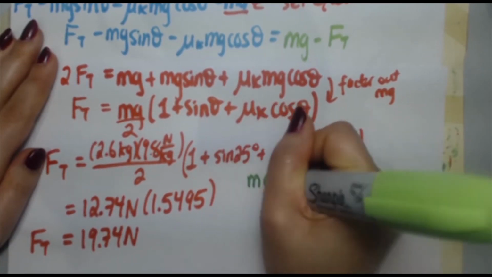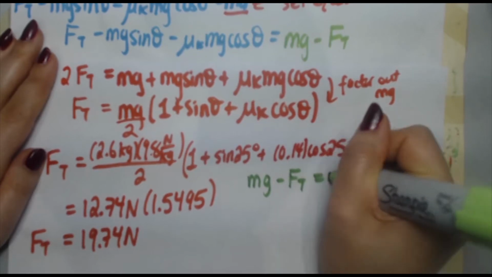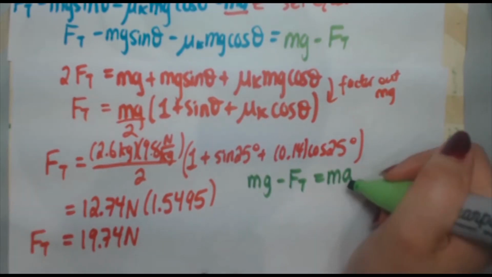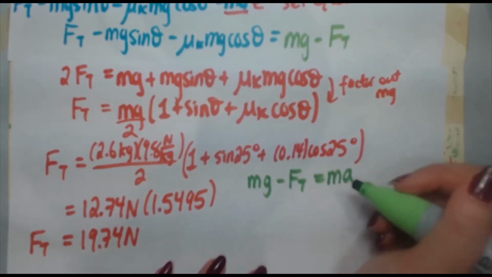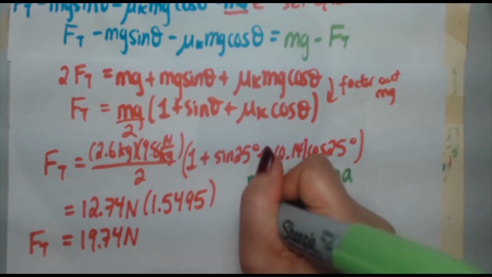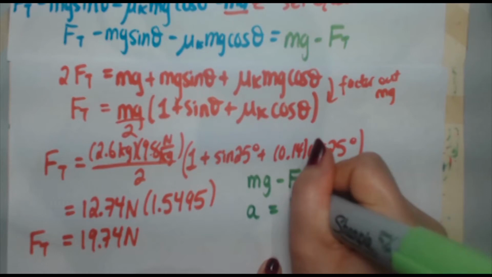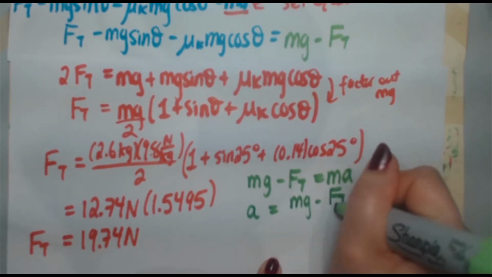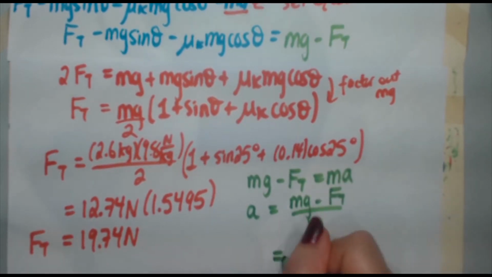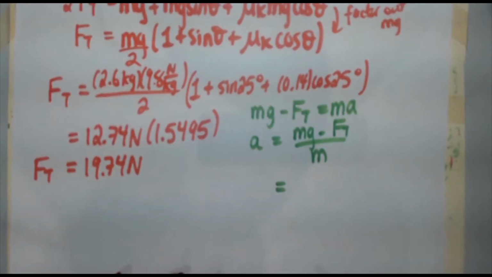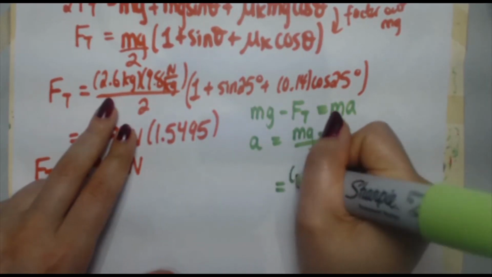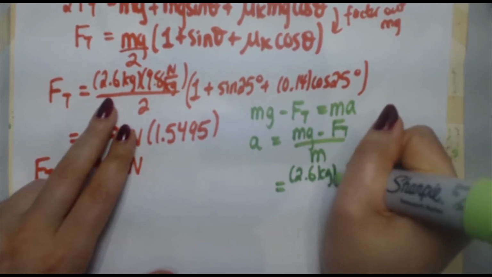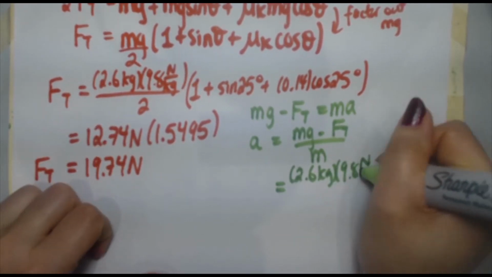Our equation was mg minus Ft equals ma. So let's bring the ma to the left, the mg minus Ft to the right, and divide both sides by m. So you're going to get mg minus Ft over m. Plugging in your values, your mass is 2.6 kilograms, G is 9.8 newtons per kilogram.